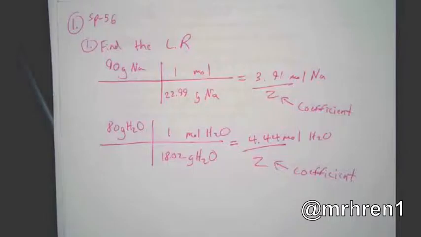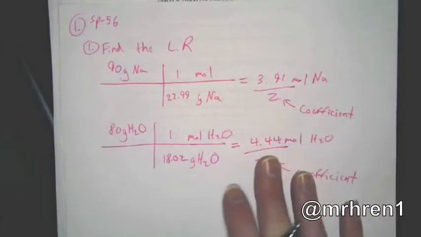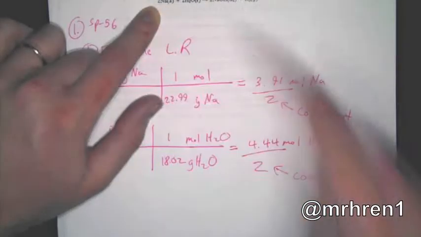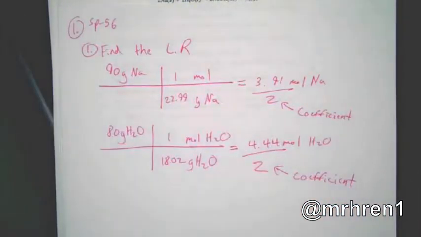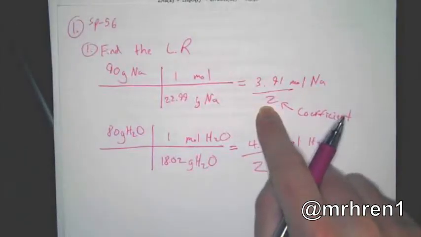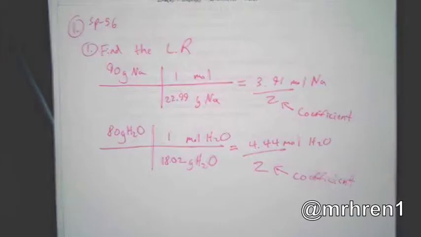So if Na was like 4, we divided 3.91 by 4? Yeah, if there was a coefficient of 4. It's just whatever. Like, since that's a 2, we put a 2 there. Since that's a 2, you put a 2. That's all it is. If this one was like a 5, you'd be writing a 5 there for sodium. It doesn't matter. Just whatever it is, you just do it.